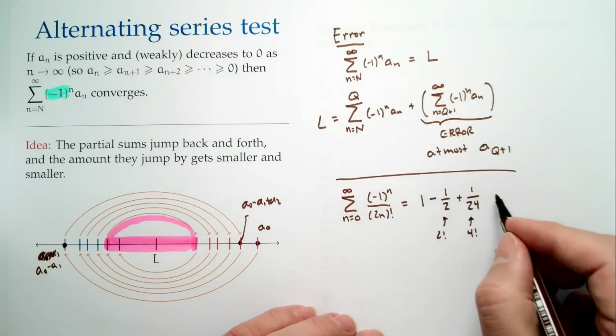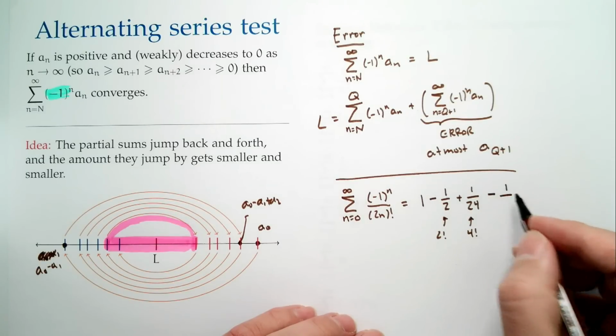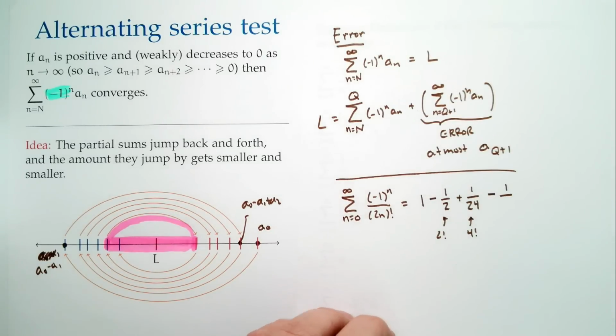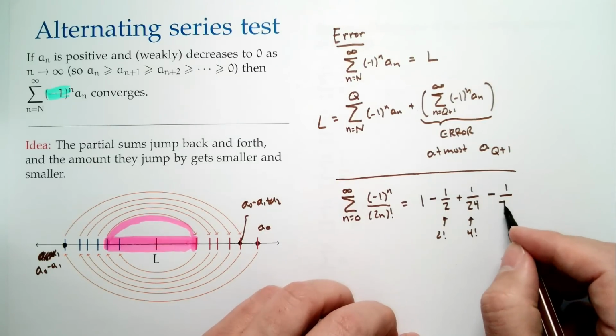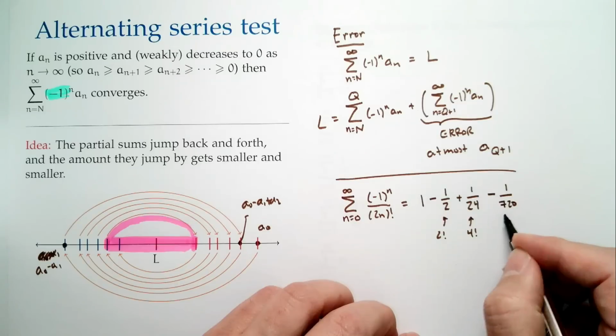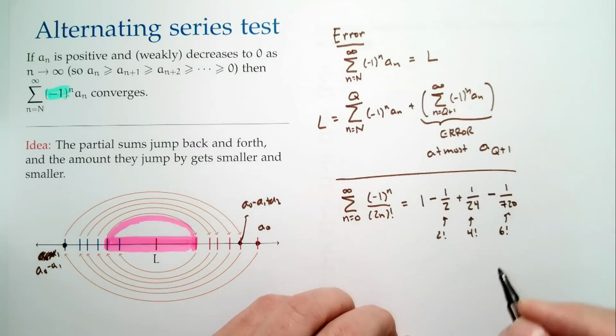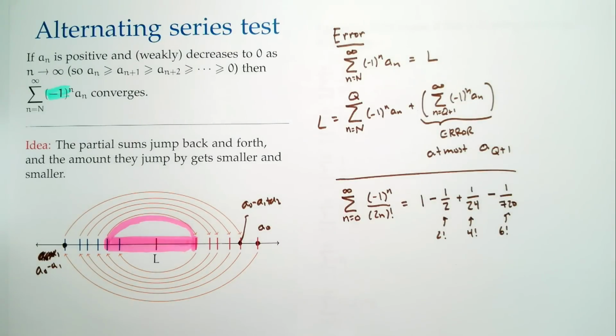Negative 1 cubed means it's a minus, over 6 factorial, which is a big number, 720. So that's 6 factorial. Now, suppose we ask the question, let's just say I had to stop there. How close is this to the true answer?